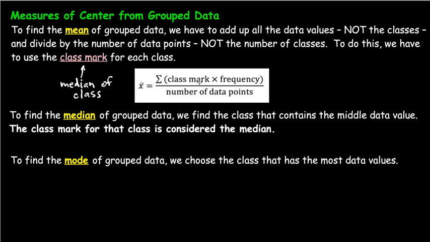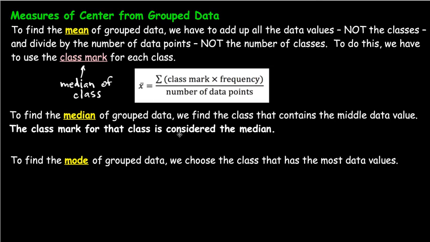But what we do is we take the total of the class mark, so this is the median of our class, times how many of that class we have. And then we still divide by how many data values we have. So it's not a whole lot different than what we might normally do.